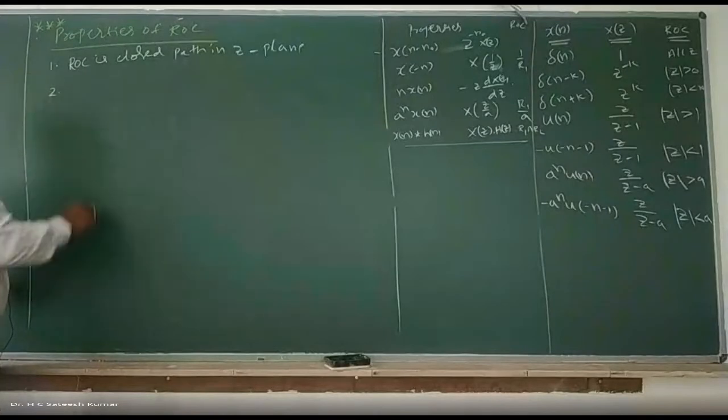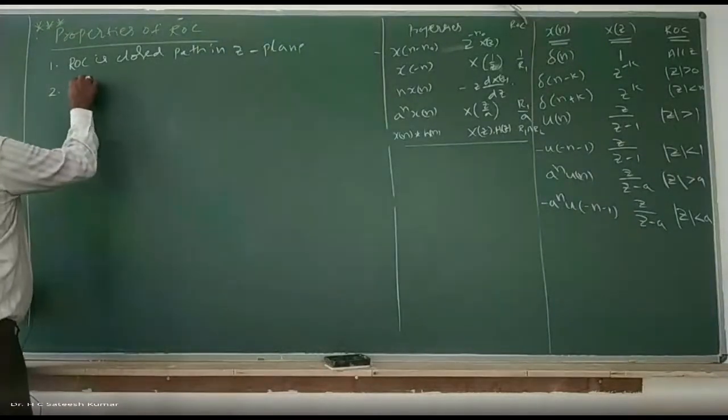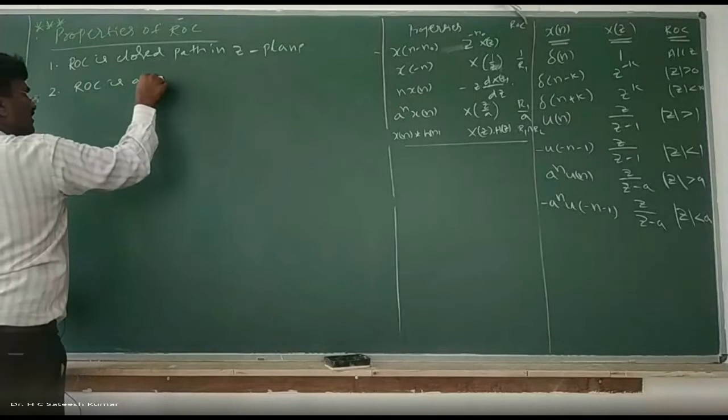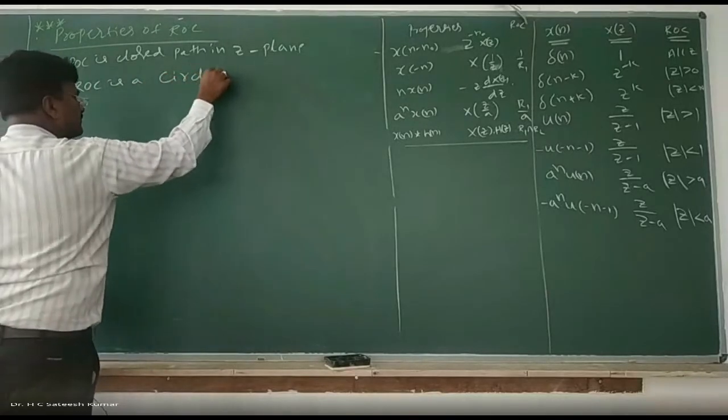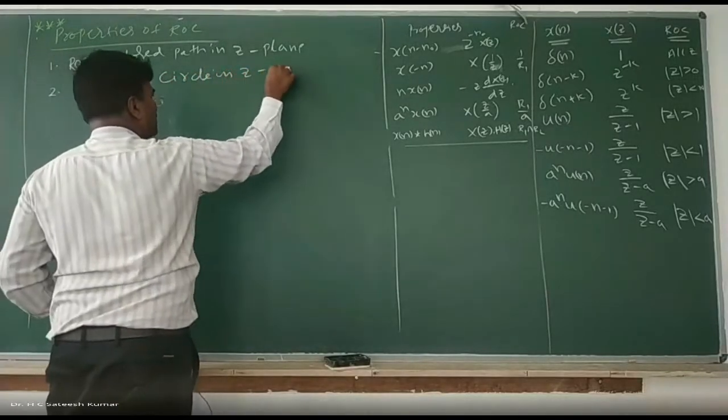Second one. And what is the shape? Shape is circle, no? ROC is a circle in Z plane.